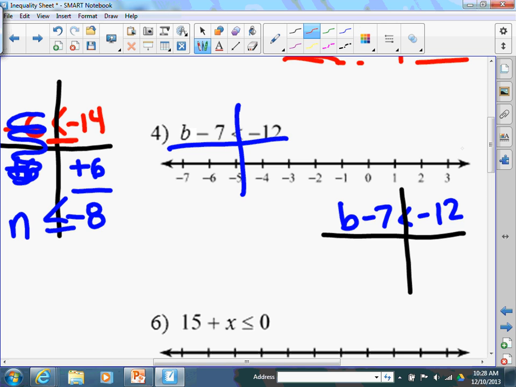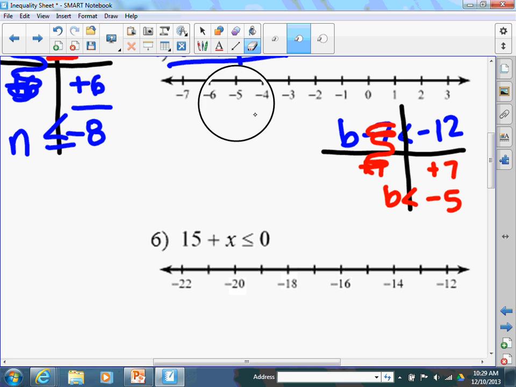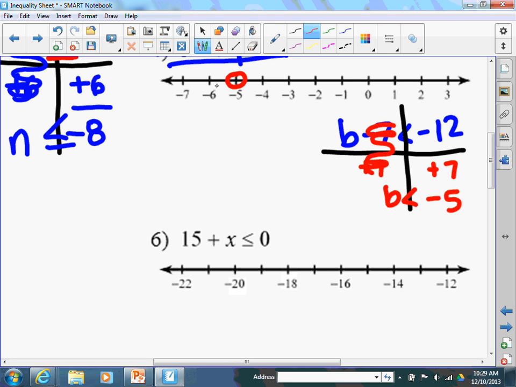Okay. What's the opposite of subtract 7? Add 7. My 7's cancel. V is less than negative 5. Okay, so I've got a negative 5, open circle or closed circle? Shade right or shade left? Right or left?